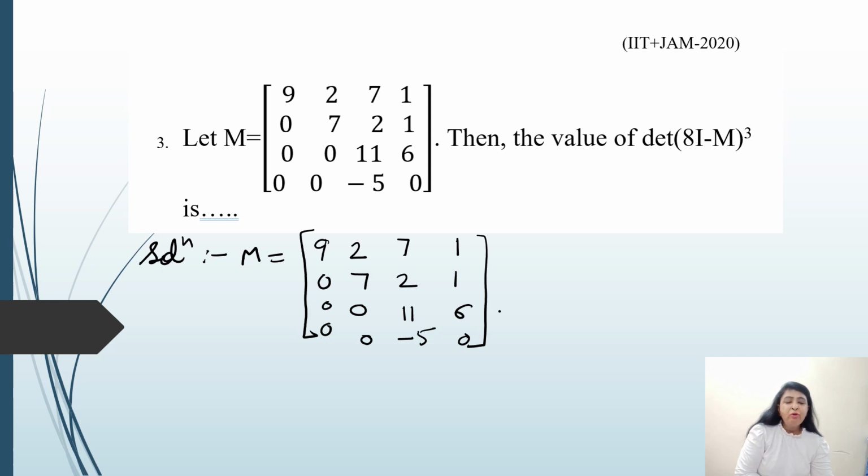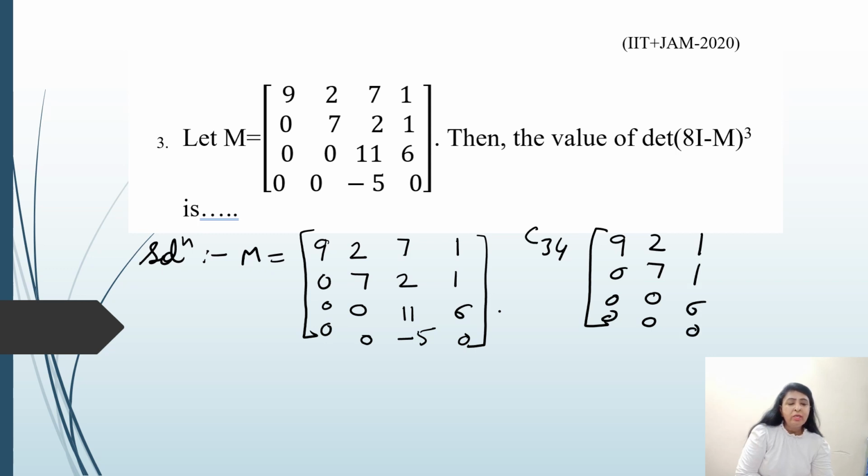So what will we do? We will apply the operation C34. C34 means we will interchange the third column with the fourth column. So if you interchange the third column with the fourth column, what will you get? You will get 9 0 0 0, 2 7 0 0, and then you will get 1 1 6 0, 7 2 11 and minus 5.